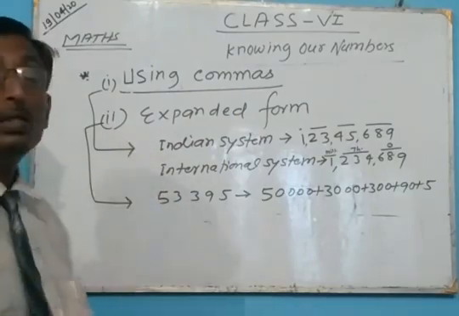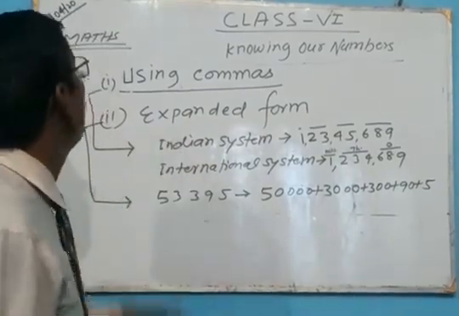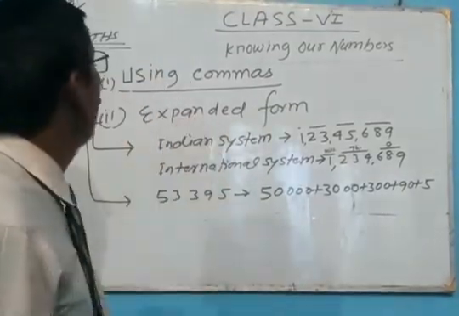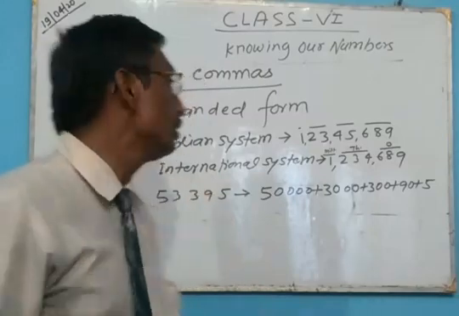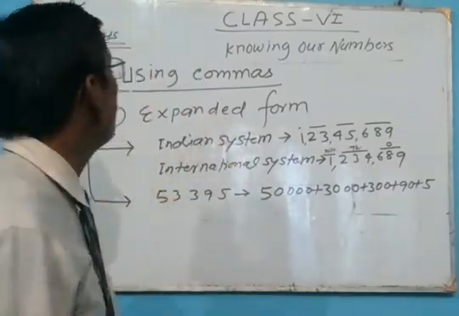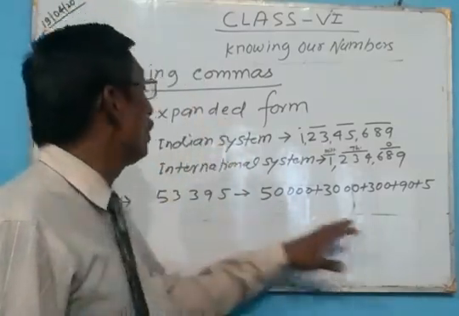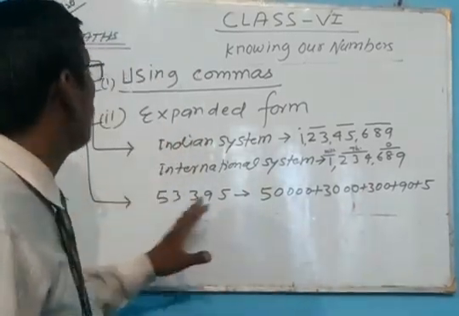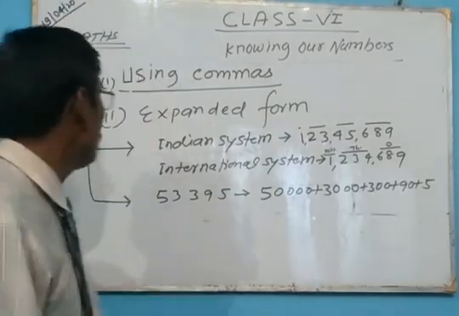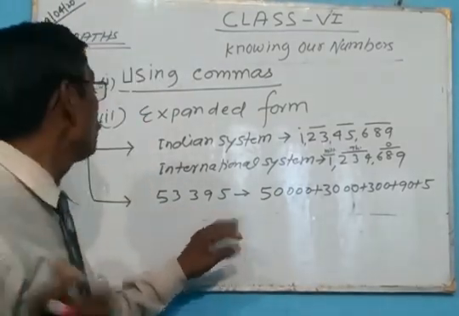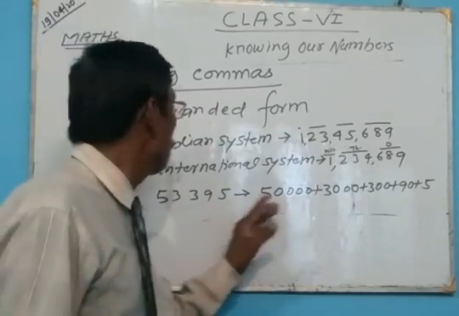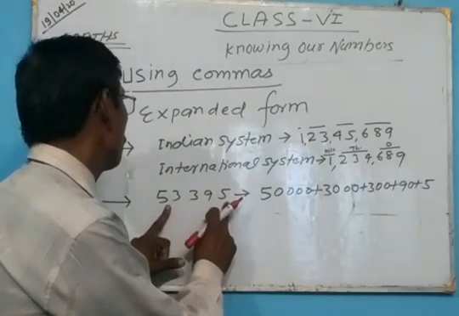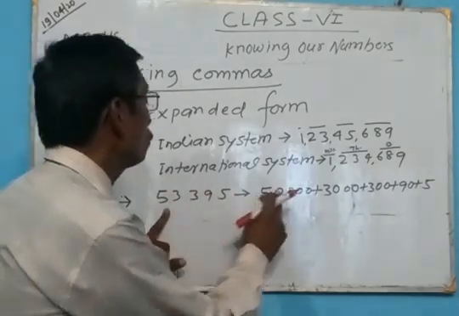Then come on to the next point, expanded form. What is expanded form? When we write any number by its place values, then we write it in expanded form. How do we expand numbers? Suppose that we have the number 53395. Here after 5, 4 digits are present: 1, 2, 3, 4.